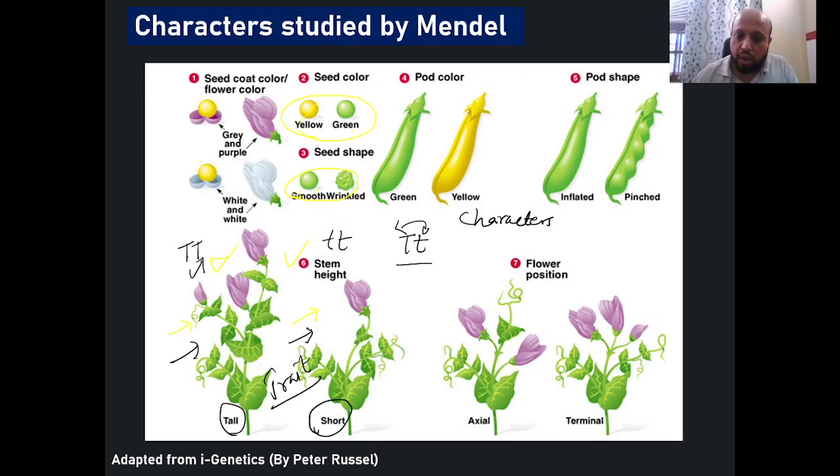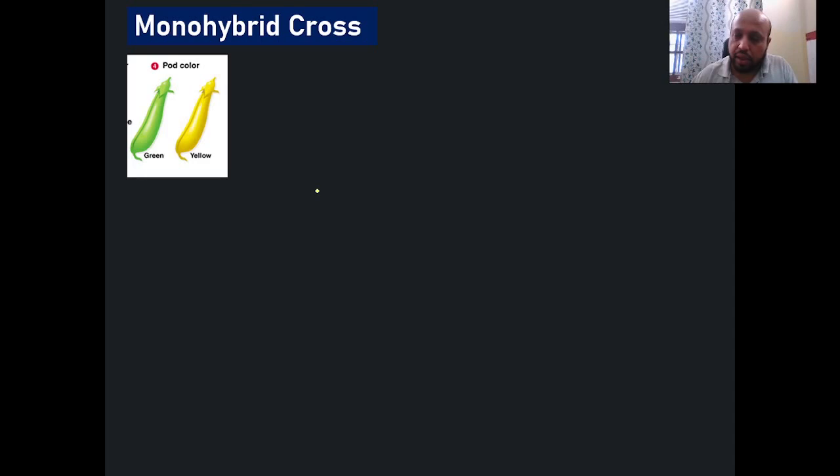Now to understand this, we will use a cross, and this type of cross is called a monohybrid cross. When we say monohybrid cross, we are interested in knowing only one of the characters at a time. What is a dihybrid cross? I will take this up in my lecture number 3. But right now, just focus upon what a monohybrid cross is.